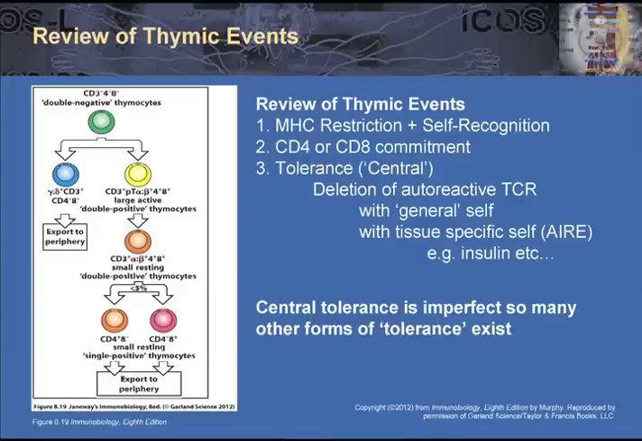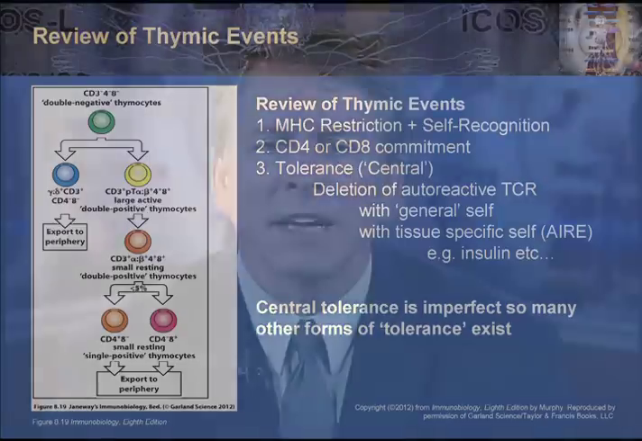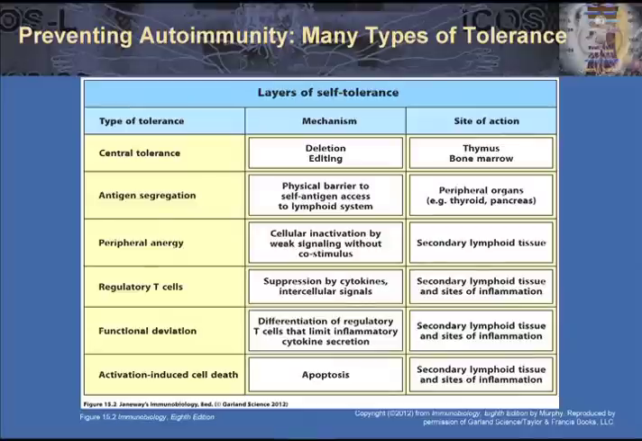So it's clear that central tolerance is imperfect. So many other forms of tolerance exist. You can imagine that you can't select for every protein in the body when there's so many different proteins. And what's interesting is how evolution has evolved with the AIRE gene to select against particular proteins, but obviously it doesn't select against everything. So we have the persistence of autoreactive T cells. So how do we control those? Well, there's 4 or 5 basic mechanisms.